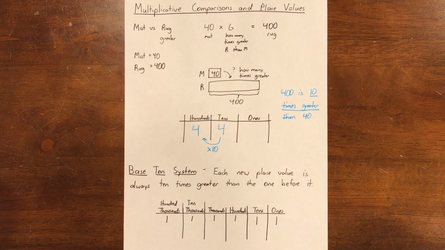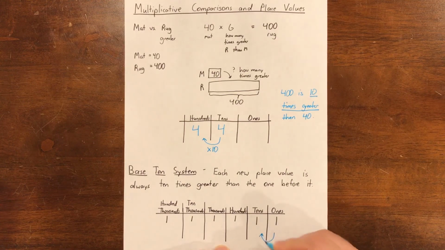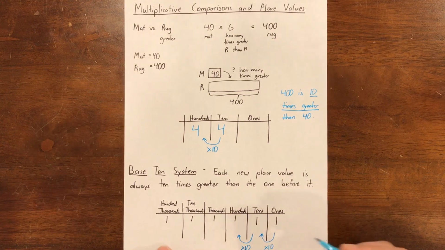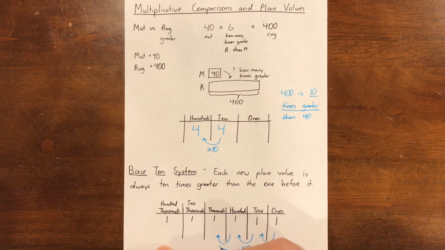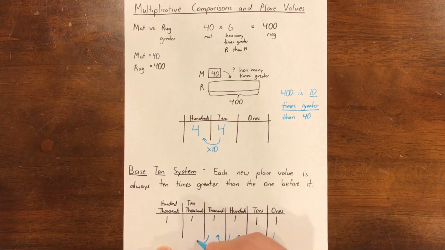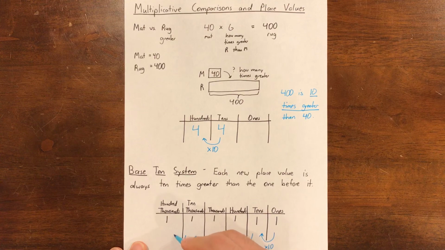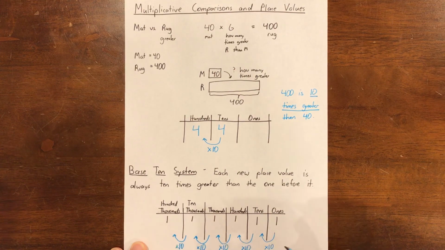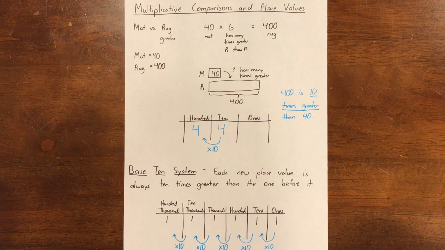Yeah, I could put a times 10 between each place so that each place to the left is 10 times greater than the one right before it. Tens are 10 times greater than ones. Hundreds are 10 times greater than tens. Thousands are 10 times greater than hundreds. 10,000s are 10 times greater than thousands, and of course, 100,000s are 10 times greater than 10,000s. Awesome. Go ahead and click on the arrow to move to the next slide.